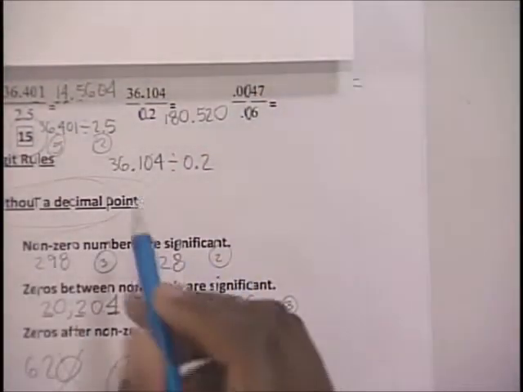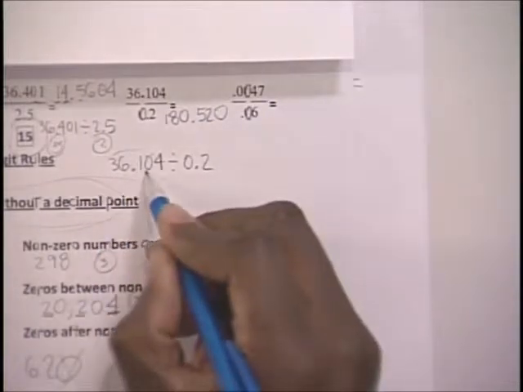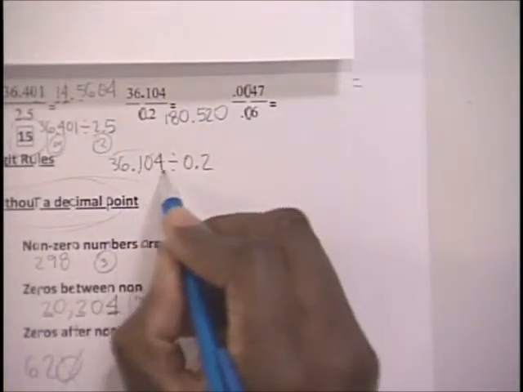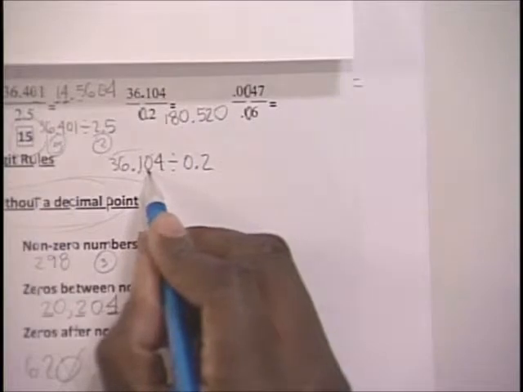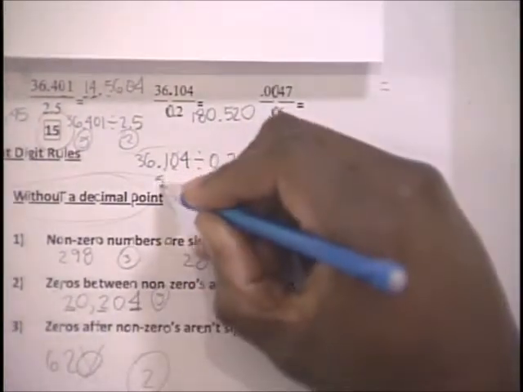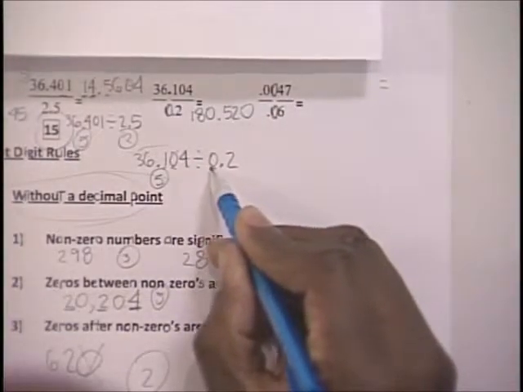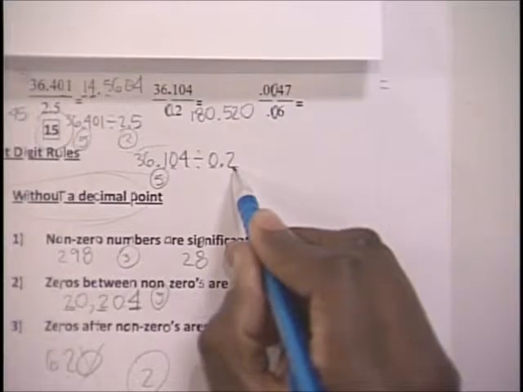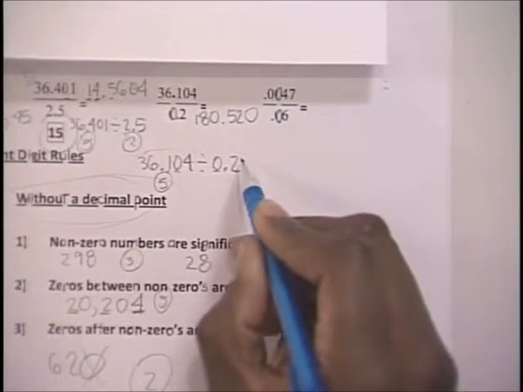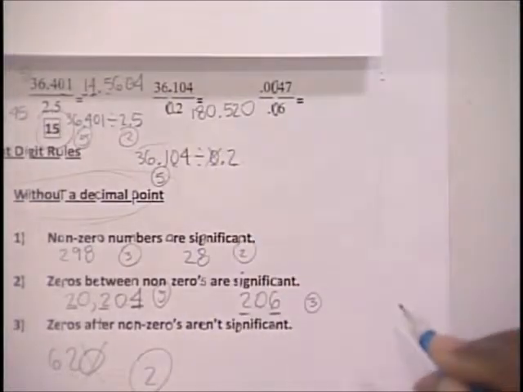180.520. All right, so if you look at this number, we've got a 0 lodged in between two non-zero numbers. That makes this 0 significant based on the rules that we talked about. So that's 5 significant digits there. Here we have another decimal where this 0 precedes a non-zero number. We talked about that being not significant.